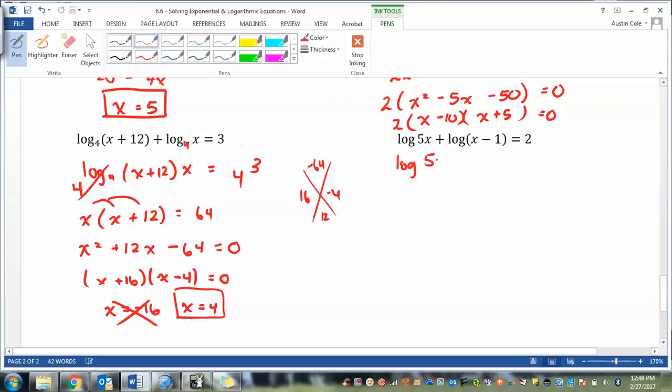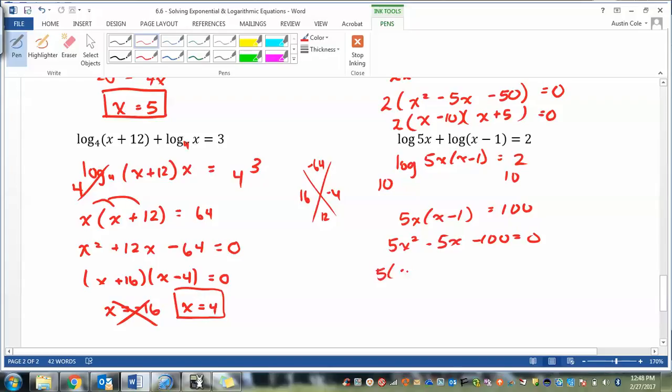All right, guys, so log of 5x times x minus 1 equals 2. To get rid of log base 10, there's a 10 there. We're going to exponentiate both sides. I'm going to get 5x times x minus 1 equals 100. Now if I distribute, 5x squared minus 5x minus 100 equals 0. I can take a GCF out of 5, so that's going to leave me with x squared minus x minus 20 equals 0.